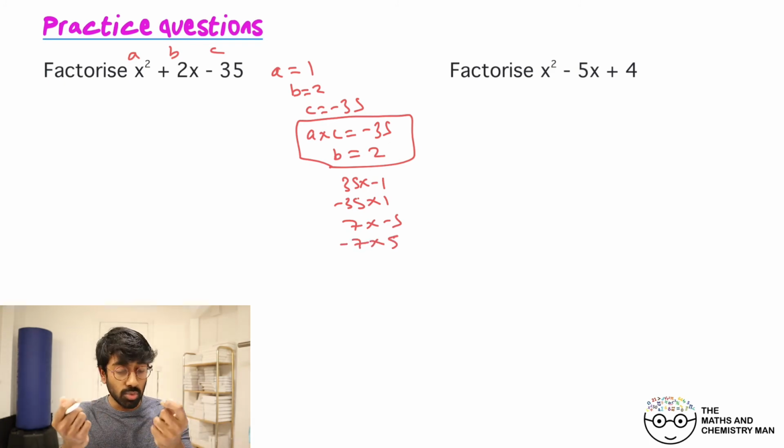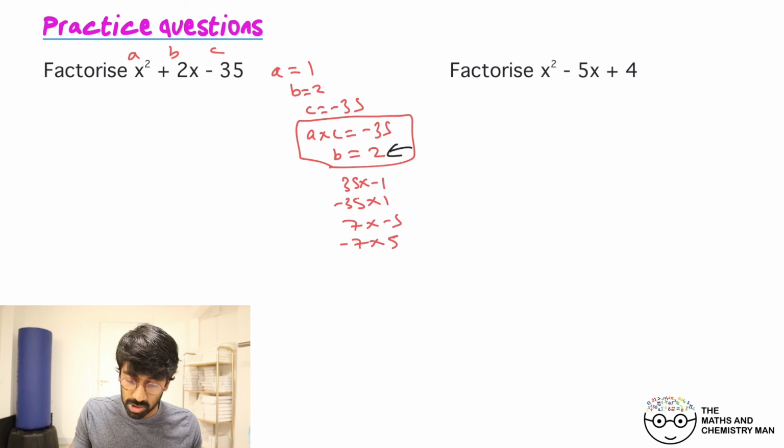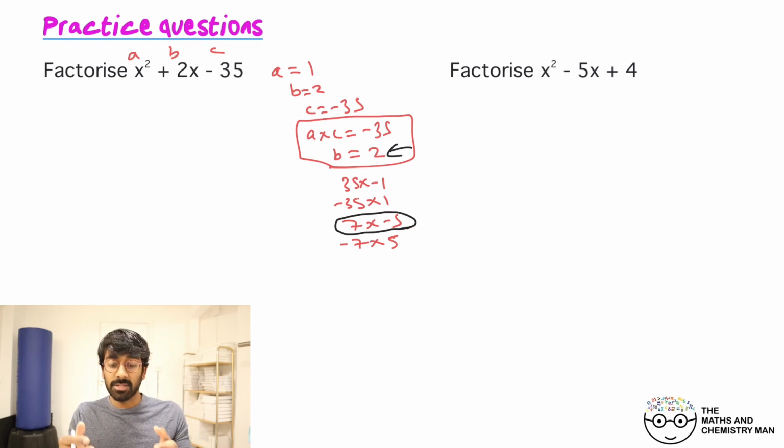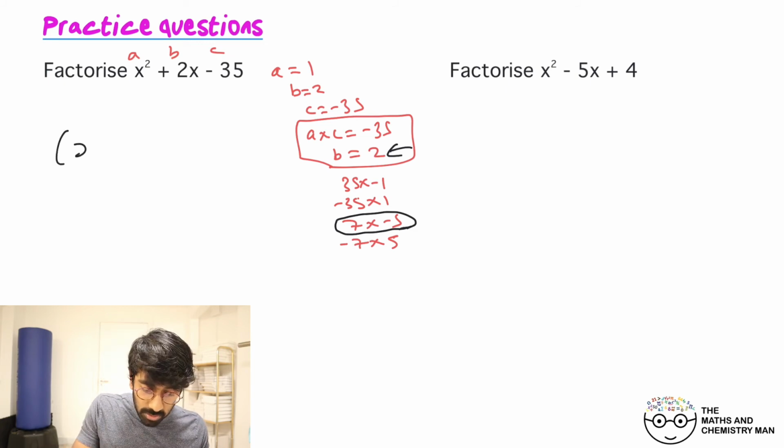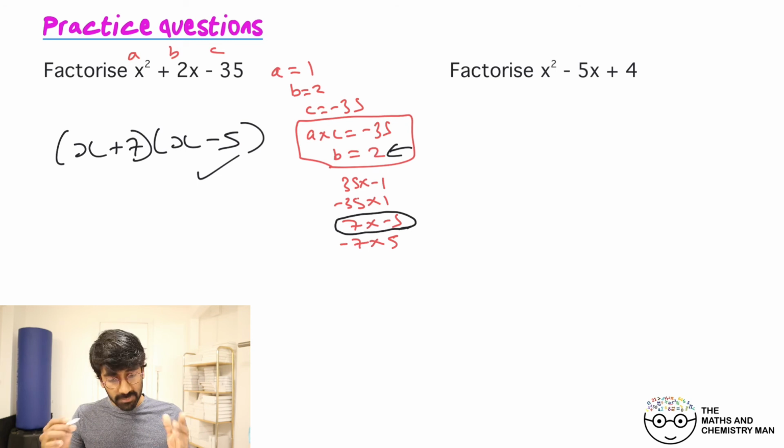But which one do we choose? So we always choose the one that adds to give you whatever B was, which was 2 in this question. So which one's going to add to give me 2? I think it's that one there, because it's 7 take away 5, which gives you 2. What do you do now? You just draw out 2 brackets like that, pop the numbers in. So positive 7 minus 5. Done. Nice and simple.